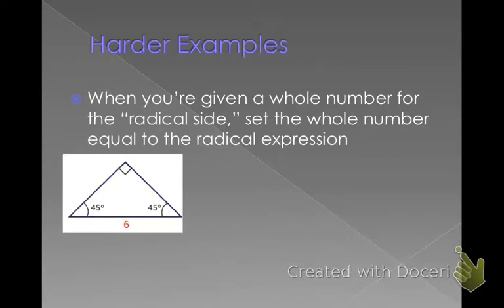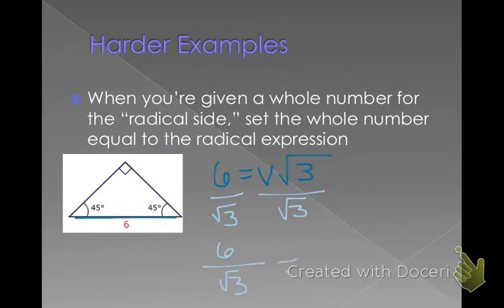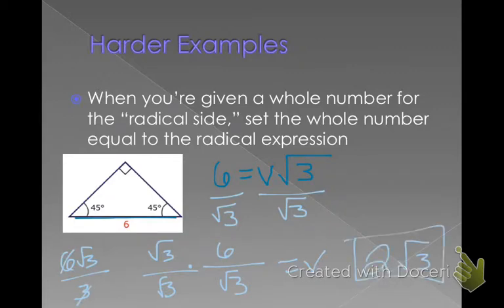Some of the examples are harder because we get a whole number where we think there should be a radical. What I like to do is take that whole number and set it equal to the radical expression. This side, the hypotenuse, is 6, so I'm going to set that equal to V root 3. And I'm going to solve for V. I get 6 divided by root 3 is equal to V. And I need to rationalize this. That's why we practice that in class. I'm going to end up with 6 root 3 over 3, but we can cancel it out, and ultimately our answer is 2 root 3.